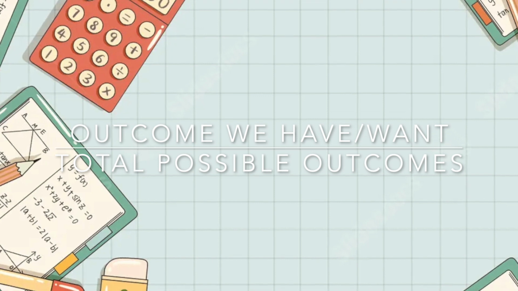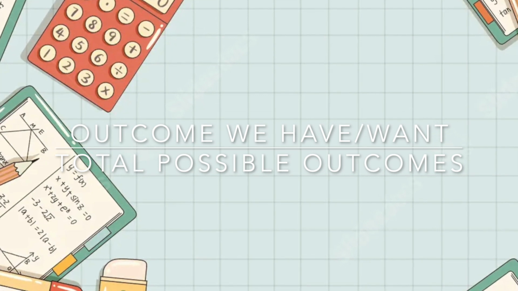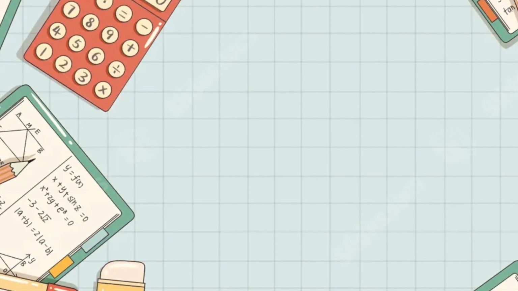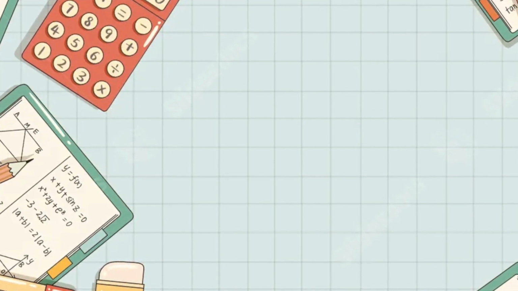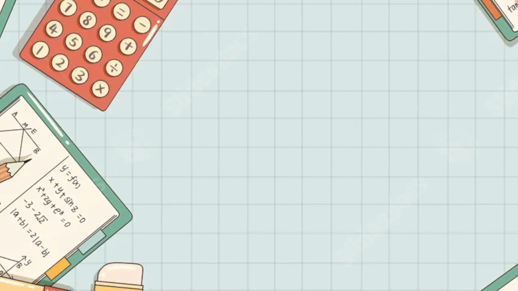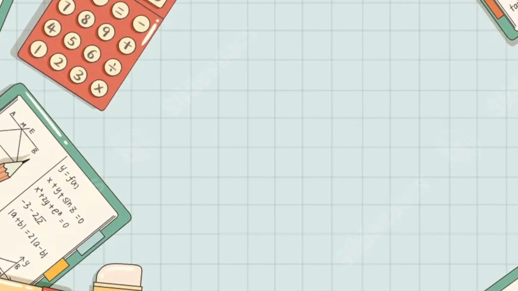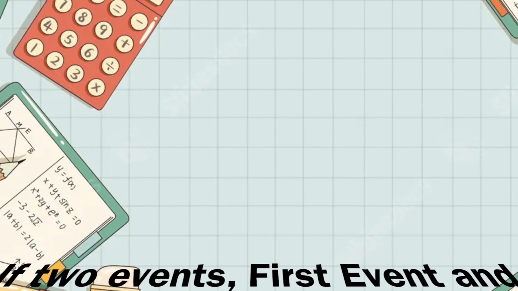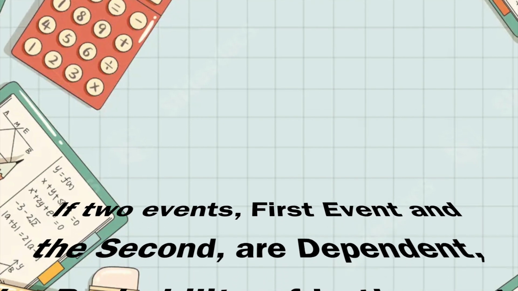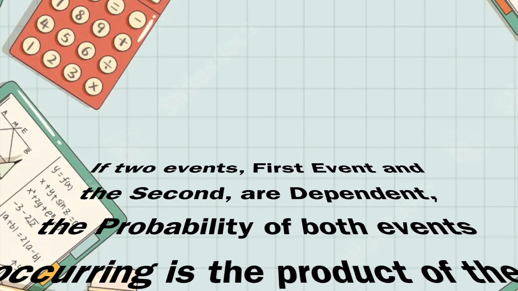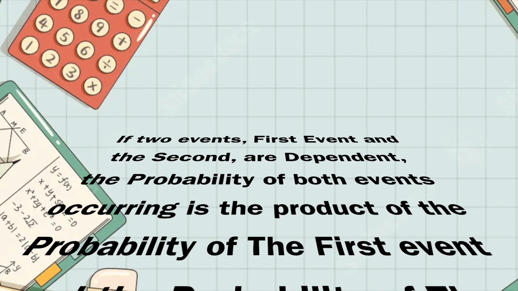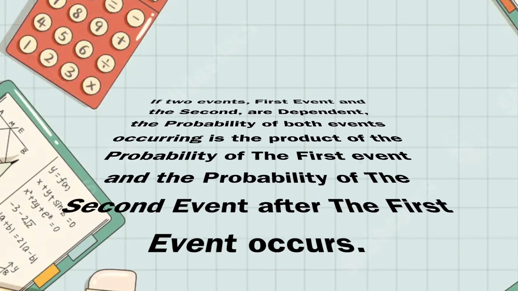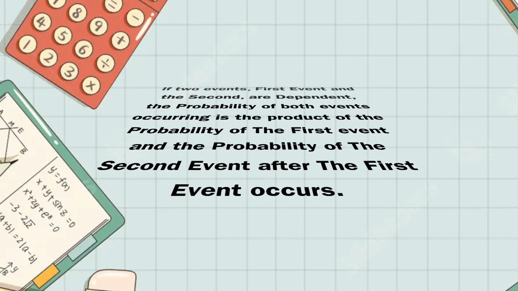In our last video in our series, we covered the probability of independent events. Now we are moving on to the probability of dependent events. Dependent events in probability are events where the occurrence of one affects the probability of occurrence of the other. If 2 events, the first event and the second event, are dependent, the probability of both events occurring is the product of the probability of the first event and the probability of the second event after the first event occurs. Now to the board for some examples.